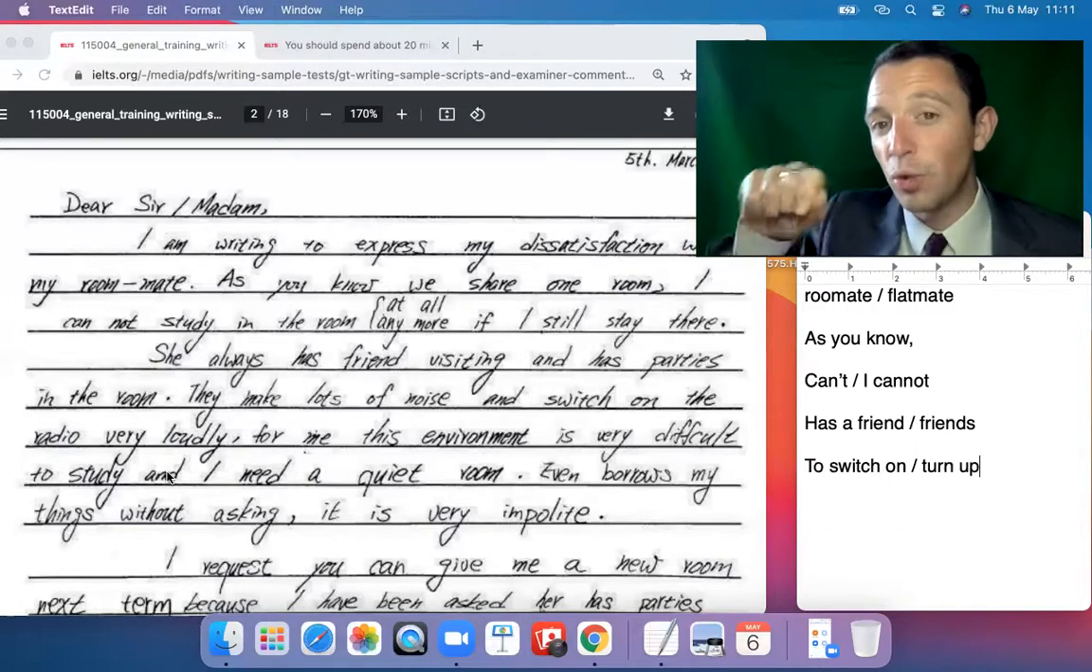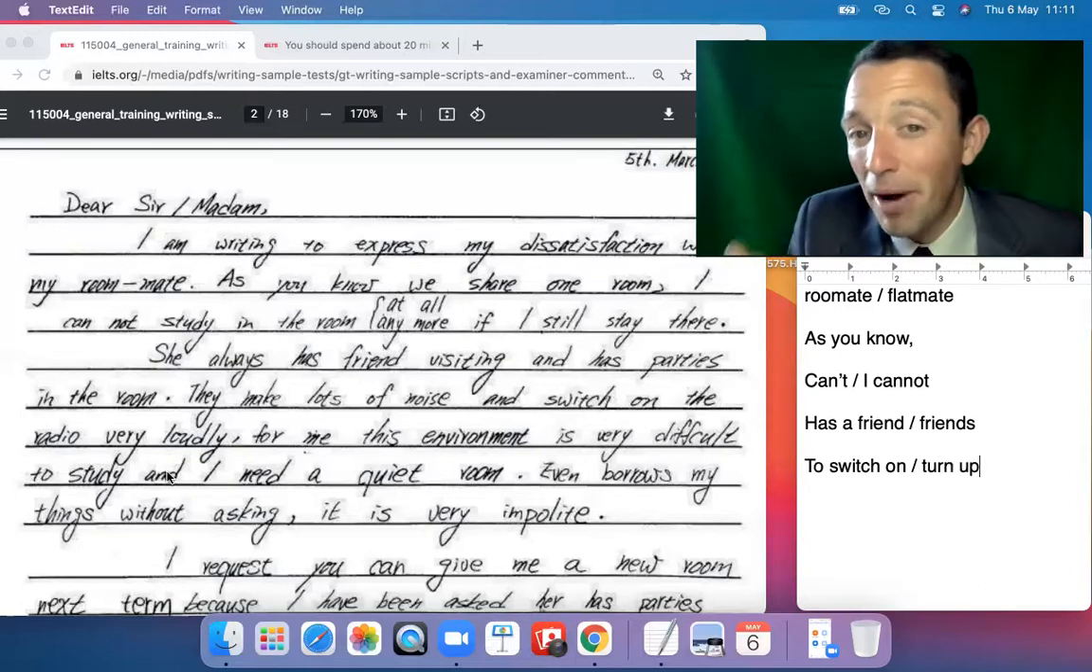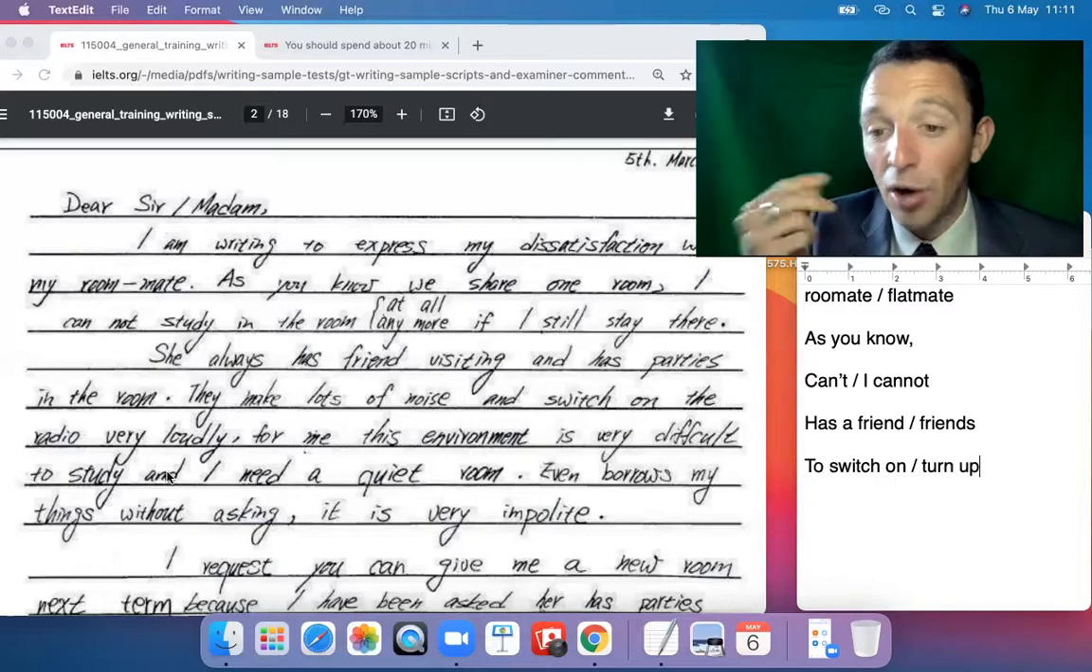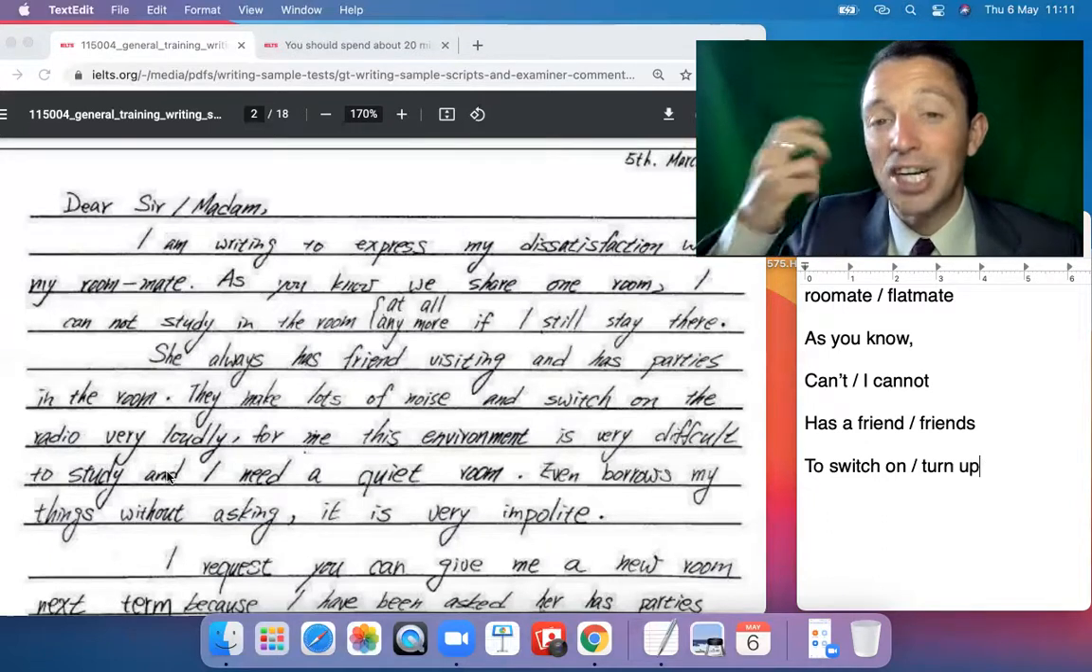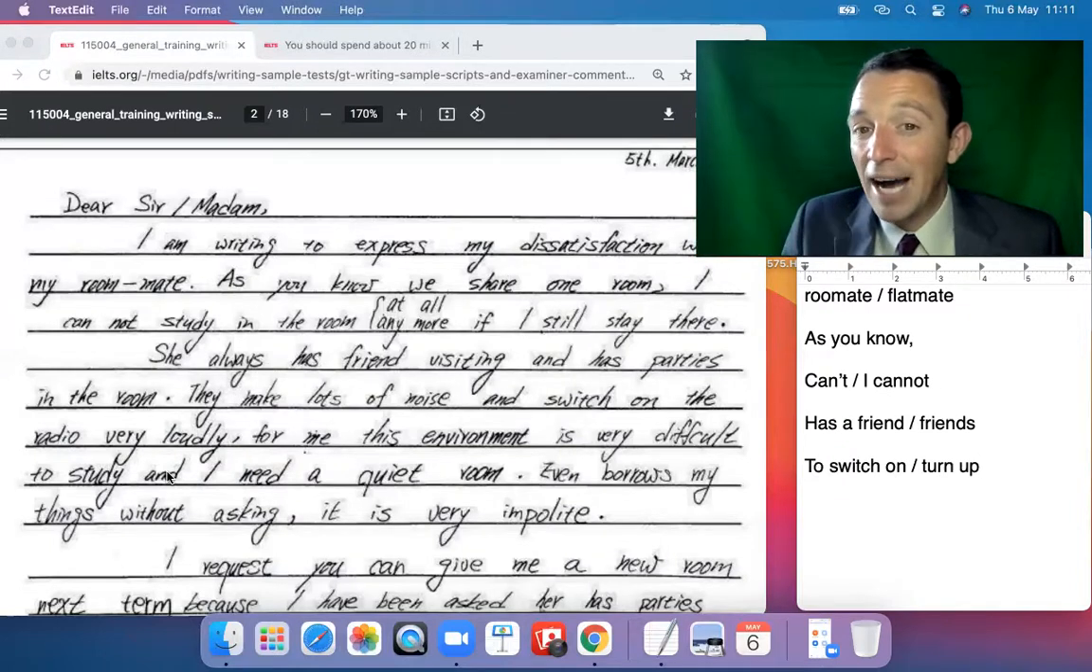Okay, so because you just switch on, that means to start the radio. It's a bit strange, in my opinion, to connect with loudly. So I would be more comfortable with: they turn up the music very loud, or they increase the volume very loud. So here, that would be a little doubt that I have.